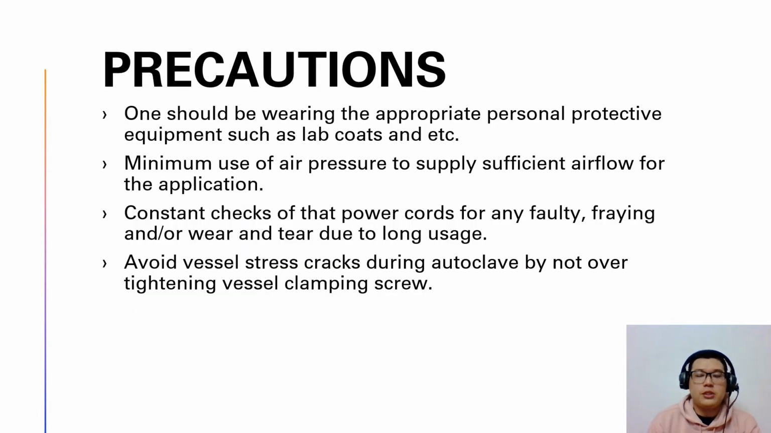Now there are a few precautions that need to be taken during and after the experiment. One should be wearing the appropriate personal protective equipment, such as lab coats and gloves if you are using the autoclave, and use the minimum air pressure to supply sufficient airflow for the application. We have to constantly check the power cords for any fraying or wear and tear due to long usage. And also avoid vessel stress cracks during autoclaving by not over-tightening the vessel clamping screw.